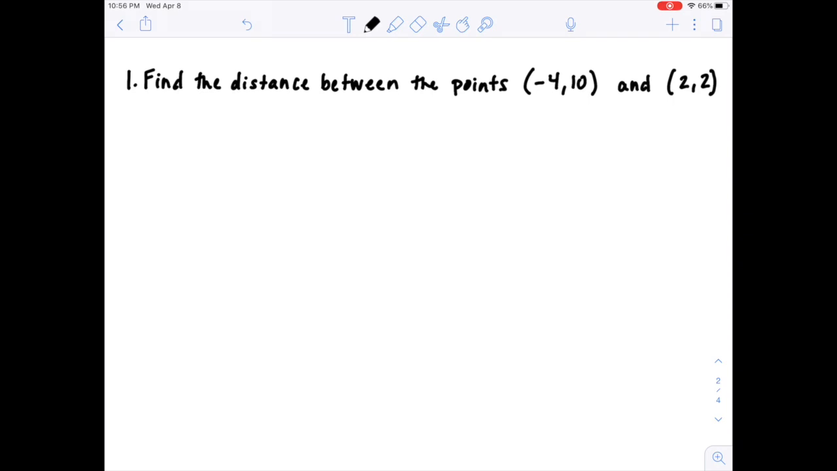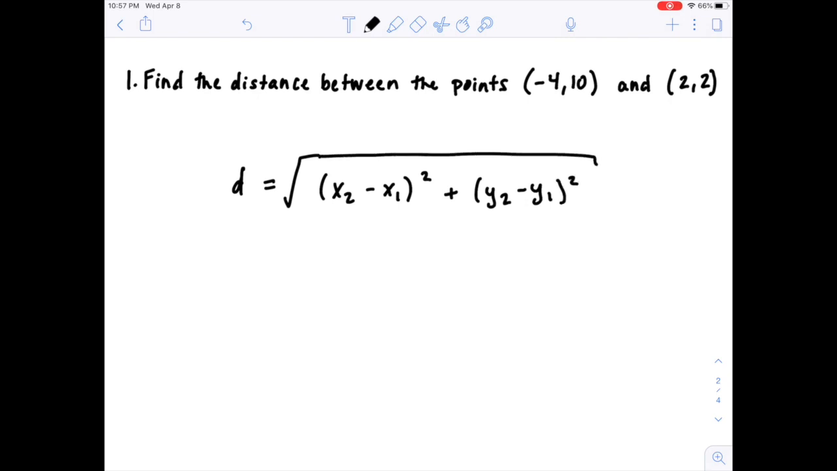The distance formula says that the distance, or d, is equal to a big giant square root, and underneath that square root we have (x2 minus x1) all squared plus (y2 minus y1) all squared. That's all under the big square root. So distance formula problems are pretty chill because all we need to do is identify x2, y2, x1, y1, and then plug those into our formula.